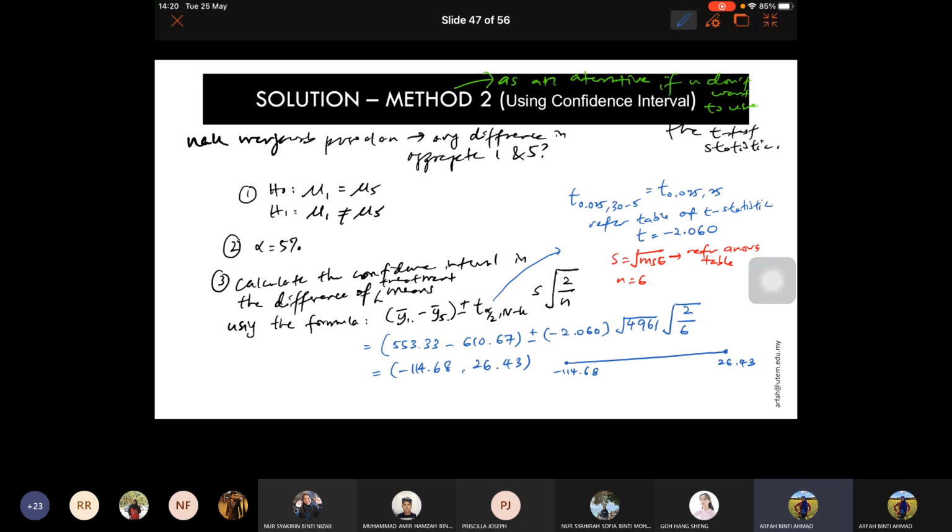So kalau tengok garis nombor ni, dia ada yang positive number dan negative number. Betul or not?